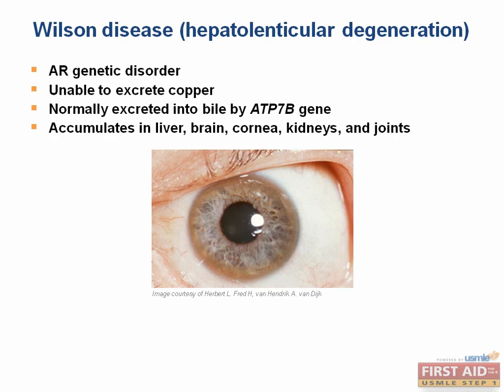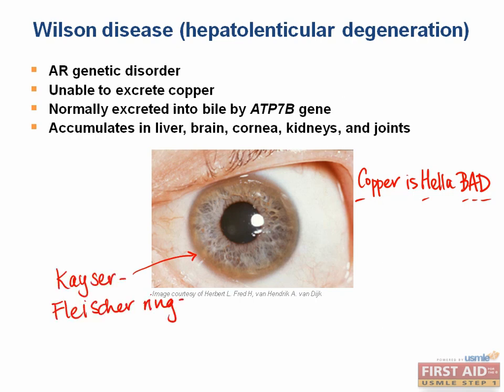There are a variety of clinical manifestations due to the buildup of copper, and they're organized here by the simple mnemonic, copper is hella bad. C stands for the ceruloplasmin being low, cirrhosis, and corneal deposits. These are known as Kayser-Fleischer rings, which you can see here as being a golden brown ring around the cornea. C can also stand for the increased risk of hepatocellular carcinoma.